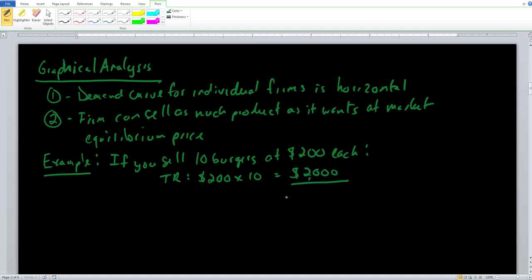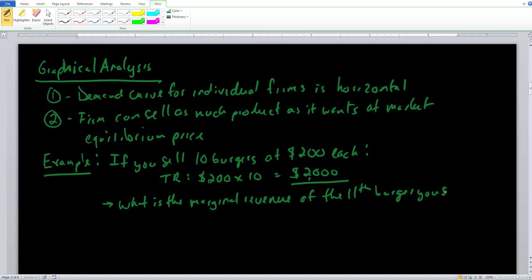However, you want to see what the total revenue is going to be for the 11th burger that you sell. So you want to see exactly how much additional revenue you are going to receive by selling one more burger. That's the marginal revenue. So the question we want to ask is, what is the marginal revenue of the 11th burger you sell?